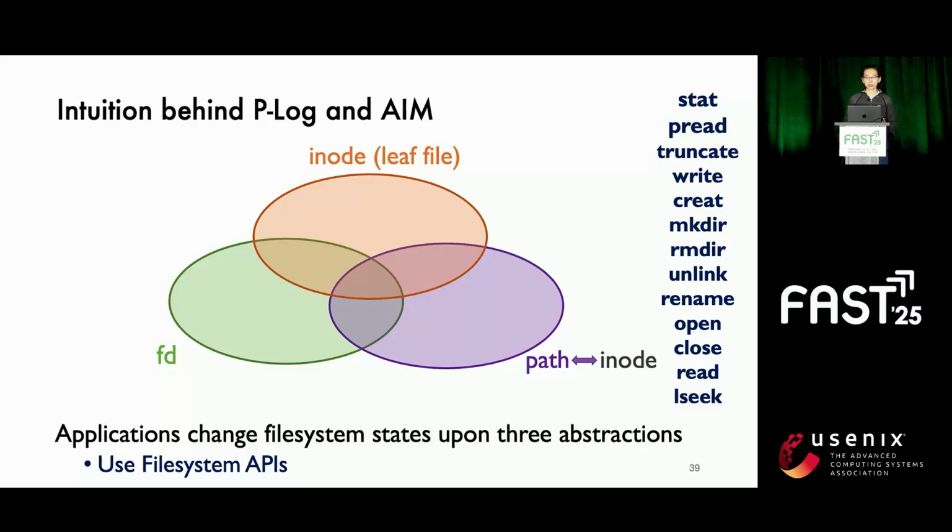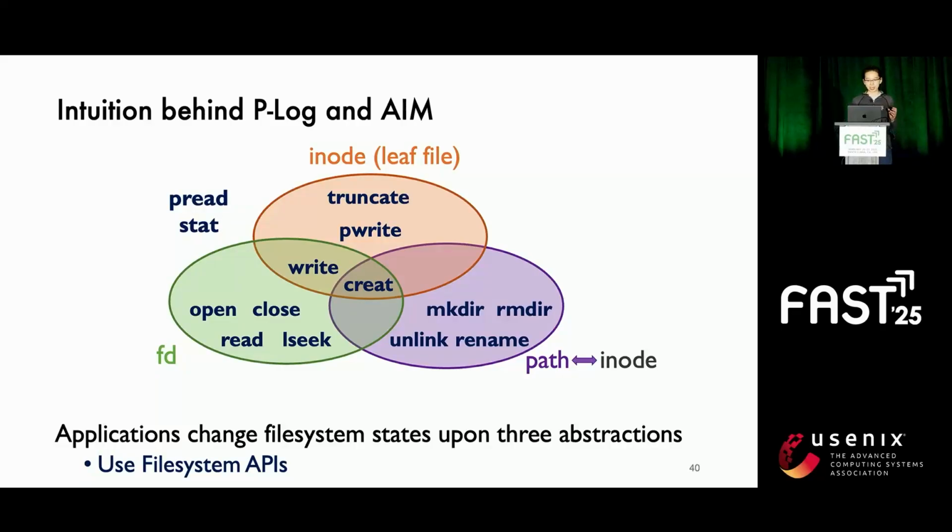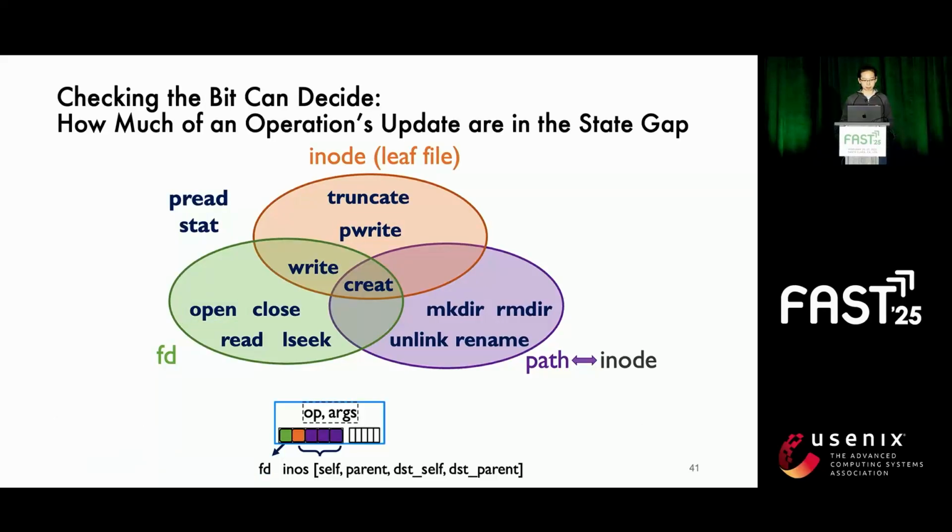Applications can only use the APIs to make the changes, so we list the common ones over there. We can categorize file system APIs based on the abstractions they change. Some operations only change one type, such as open for FD, pwrite for a file. Some operations change multiple types or multiple targets. For example, create initializes one FD and one file inode and changes the path inode list mapping.